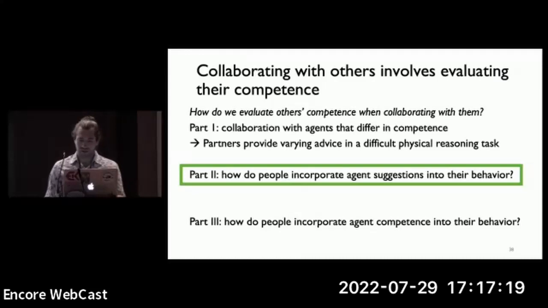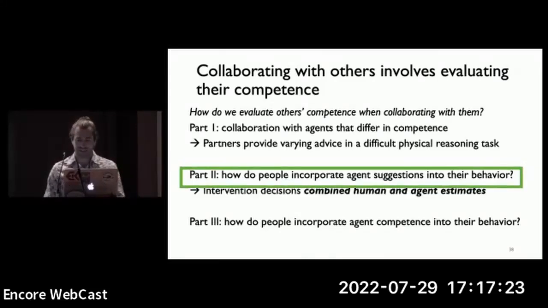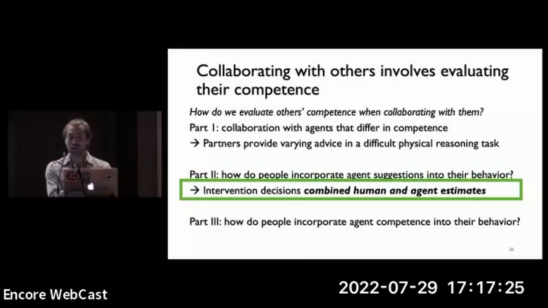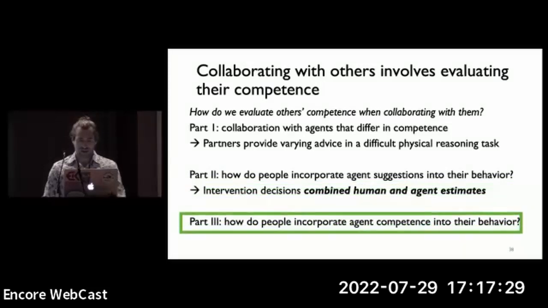So if we return to the original question, we asked how people decide when to intervene and how much. And what we find is that intervention decisions combine both people's own guesses about where the ball will land as well as their partner's advice. But another question is, how does their judgment of their partner's competence bear on this decision about whether or not to intervene? So the results so far speak to people's trial by trial decisions, but they don't address how much people factored in a sense of their partner's general ability, right? So how did people incorporate the agent's past behavior into their decision about whether to intervene on a given trial?